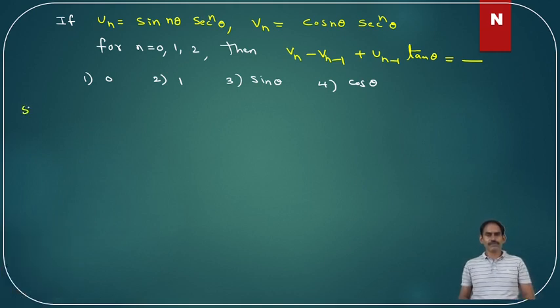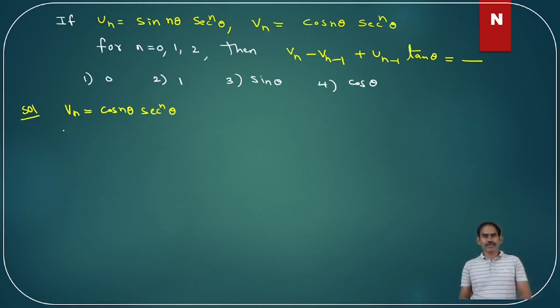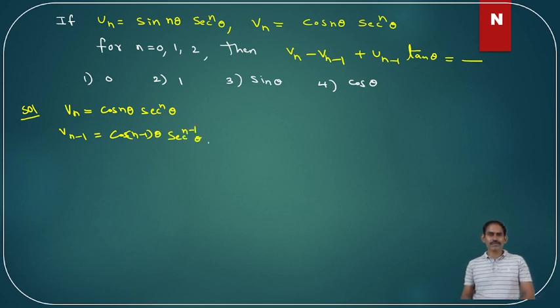Solution. Vn is given as cos n theta into secant power n theta. That implies we can find Vn minus 1. Put n equals n minus 1. Substituting n minus 1 in place of n, we will get cos n minus 1 into theta, secant power n minus 1 theta. Simplify this.